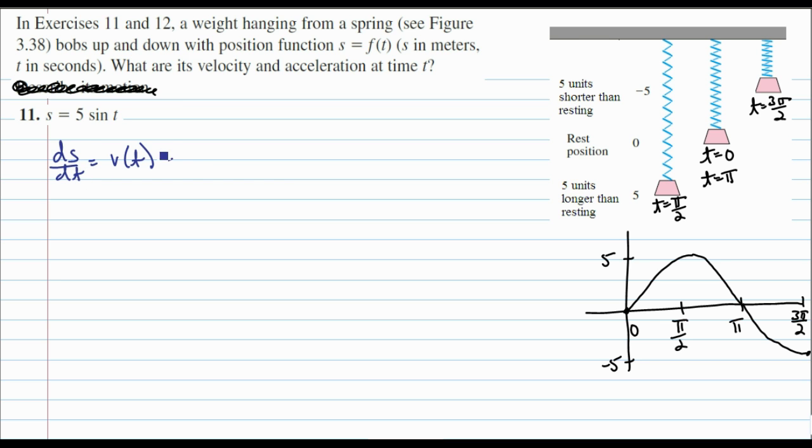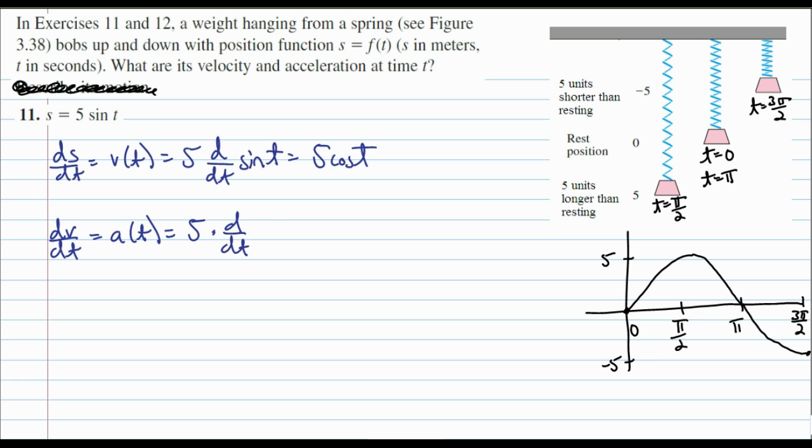The derivative of position is the velocity. Again, I can leave 5 out in front, take the derivative of sine of t, and I get 5 cosine of t. Then if I take the derivative of velocity, I get acceleration. So I can leave 5 out in front again because it's a coefficient, and then multiply by the derivative of cosine of t. Derivative of cosine is negative sine, so I'll have a resulting negative 5 sine of t.